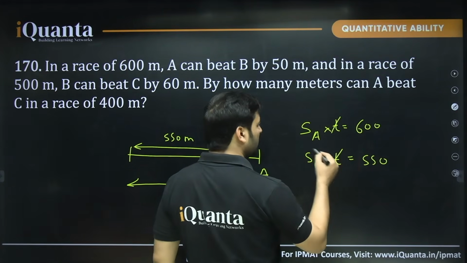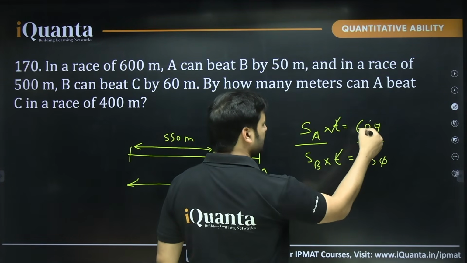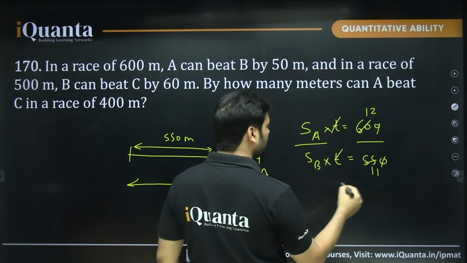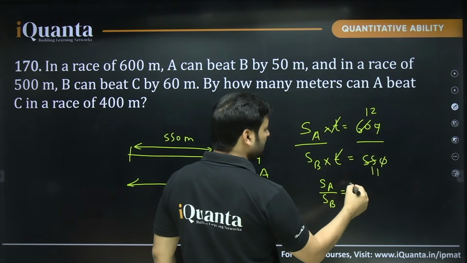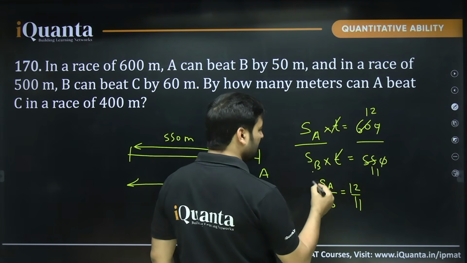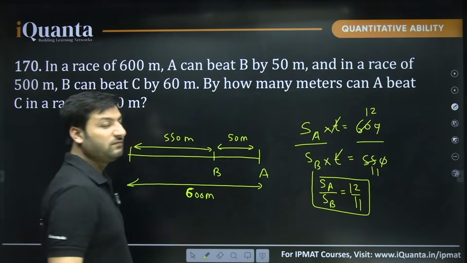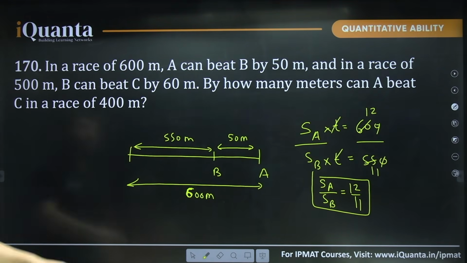So, if we divide both these equations, what do we get? The zeros cancel, and we get 12 by 11. The ratio of speed of A and B is 12 by 11. I hope this is clear. So, we have got one ratio of speeds.